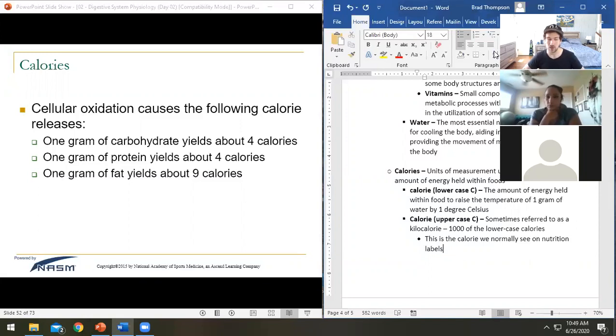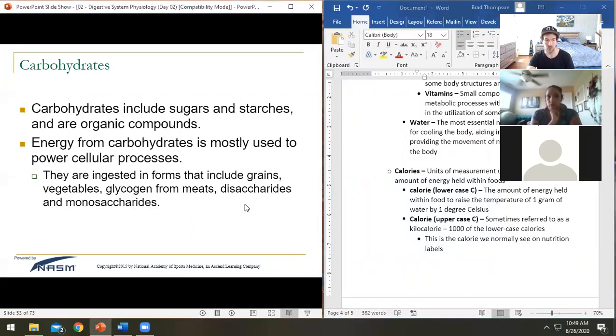Protein, 4 calories per gram. Fat, though, 9 calories per gram. So there's actually a lot of energy held within fat. This is why I was saying your aerobic metabolism, you could essentially do it forever, because we have so much fat stored on our body. Even if you have a really low body fat percentage, you have an unlimited energy supply.